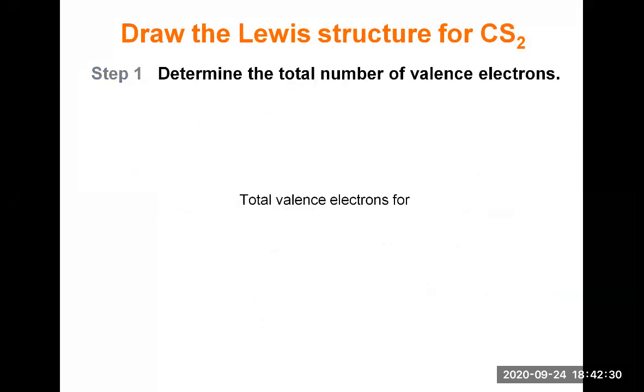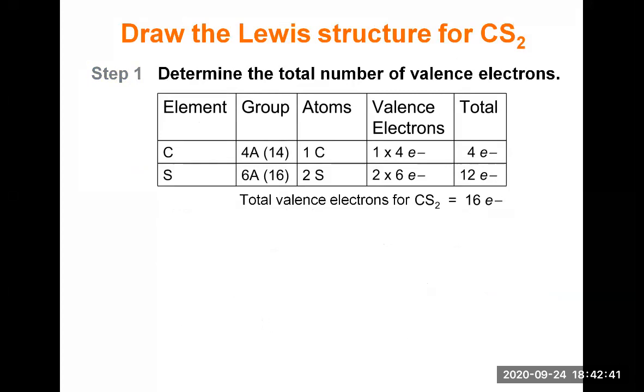Let's do the Lewis structure for CS2. So start by determining the total number of valence electrons in the structure. And here we have carbon, group 4A, has 4 valence electrons. There is 1 carbon, so it's 4 electrons from the carbon. Sulfur, S is sulfur, in group 6A, has 6 valence electrons. But there are 2 sulfurs, so we need to do 2 sulfurs times 6 electrons each. That's 12 electrons from the sulfurs. And 12 plus 4, it's 16 electrons for the CS2 molecule.